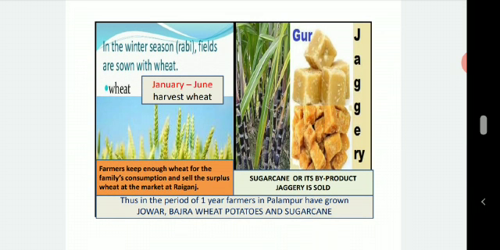Now remember, in most villages, a part of the land is also used to grow sugarcane, and sugarcane takes almost a year to grow. Later, sugarcane is directly sold, or sometimes the byproduct of sugarcane, that is jaggery or gur, is sold. So, in the period of 1 year, farmers have grown jowar, bajra, wheat, potatoes and sugarcane. I have mentioned all these 5 crops at the bottom of the slide, which will help you understand better.